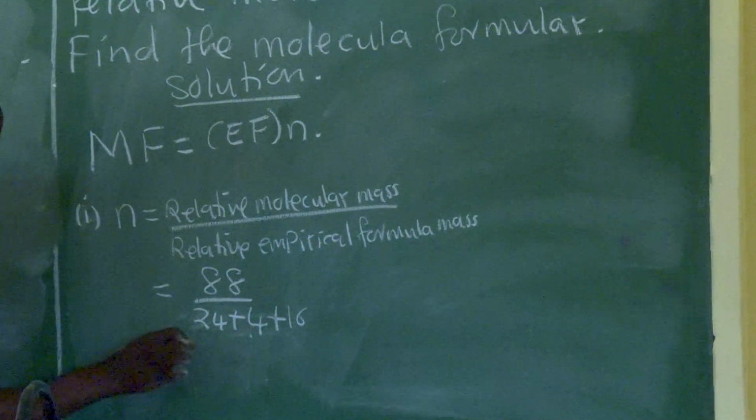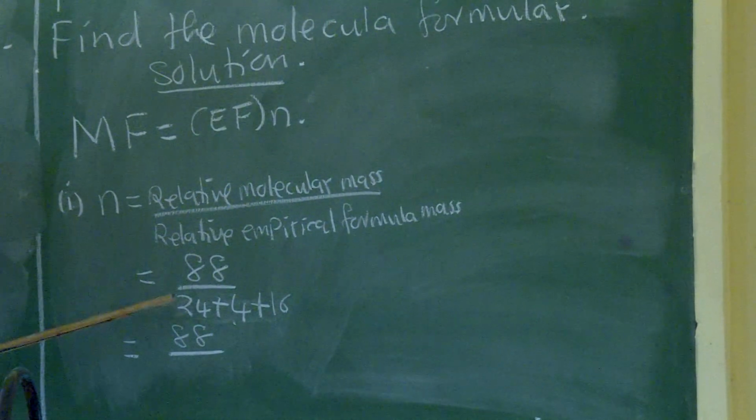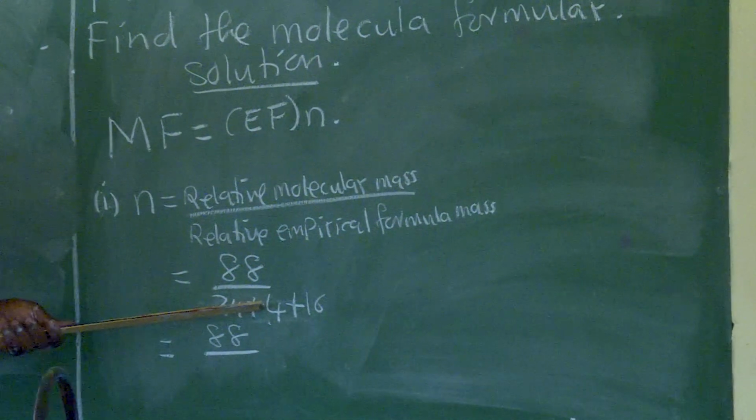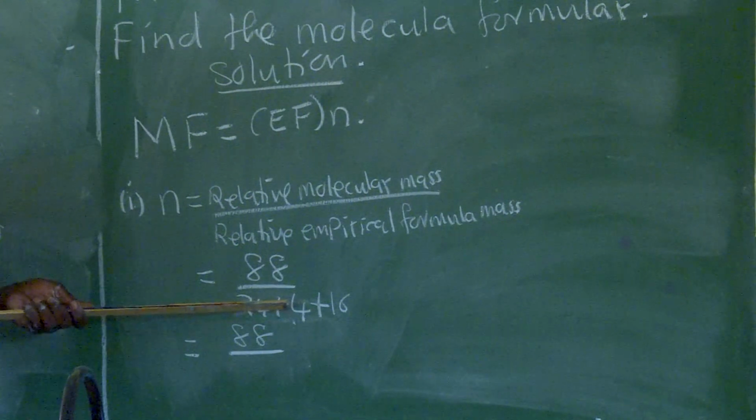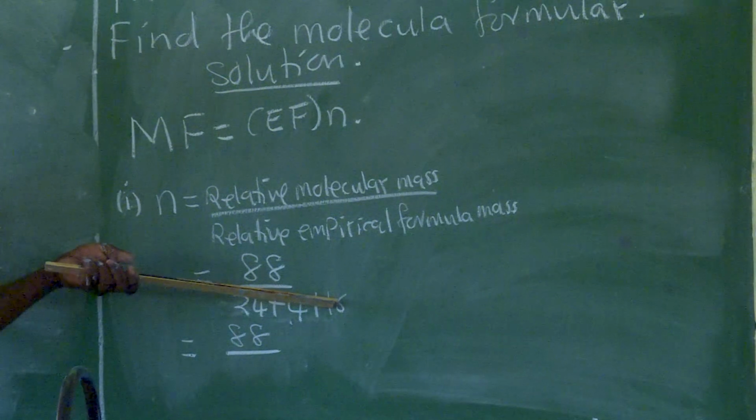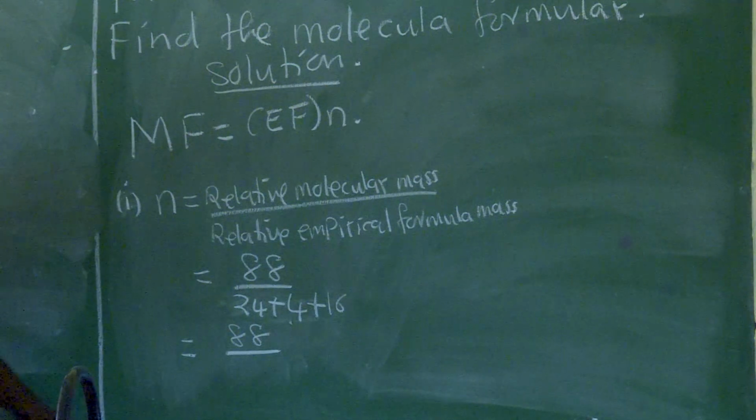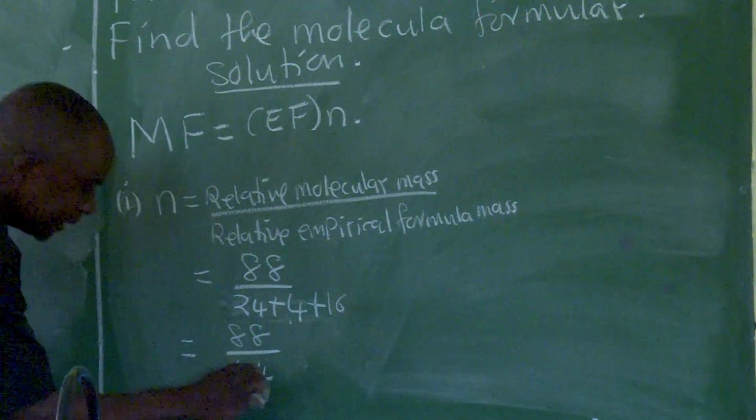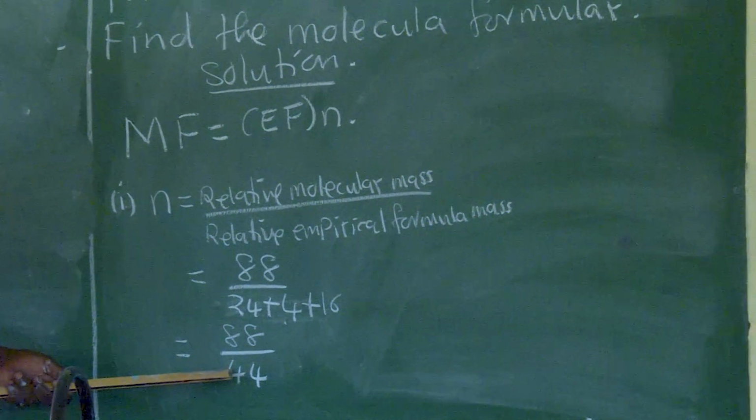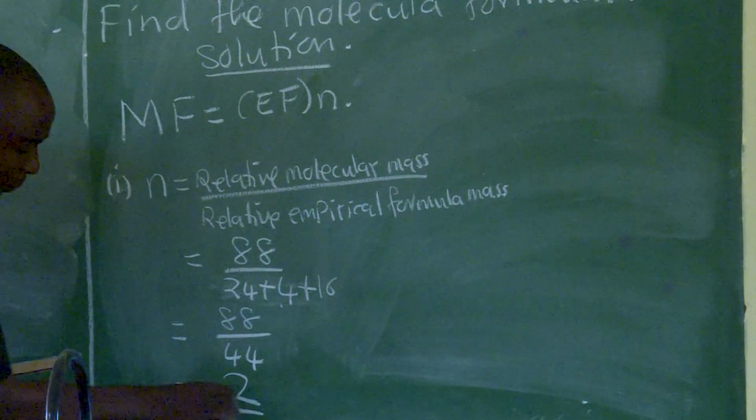So we bring it further down. 24 plus 4 is 28. 28 plus 16, what is it? 44. We have 44. Then 88 divided by 44, the answer is 2.